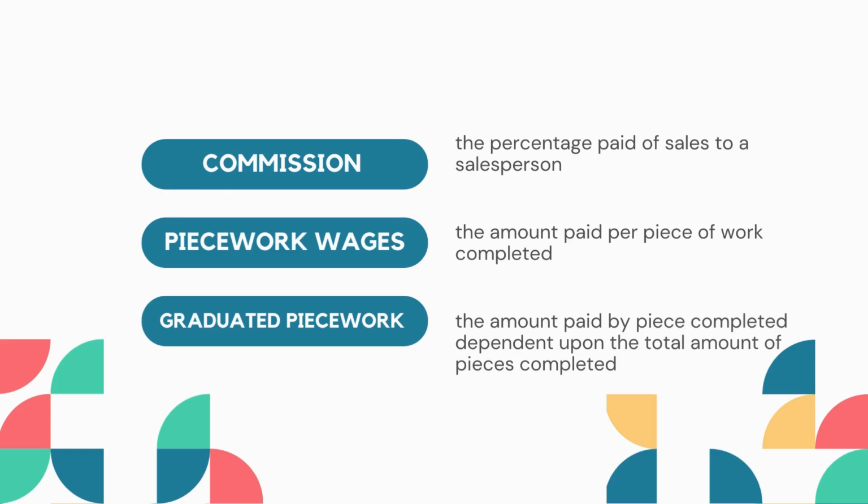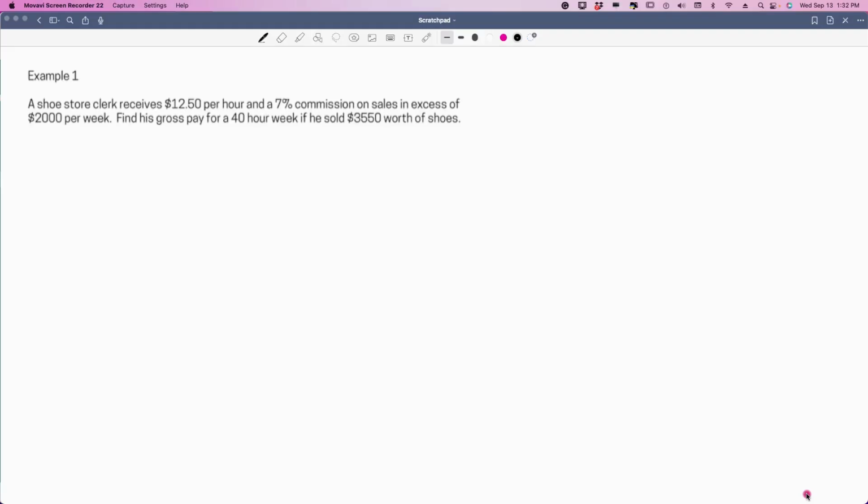Let's look at example one. In example one, we have a shoe store clerk that makes an hourly wage and gets a 7% commission on sales in excess of $2,000 a week. So we are to find the gross pay for the week that this person made.